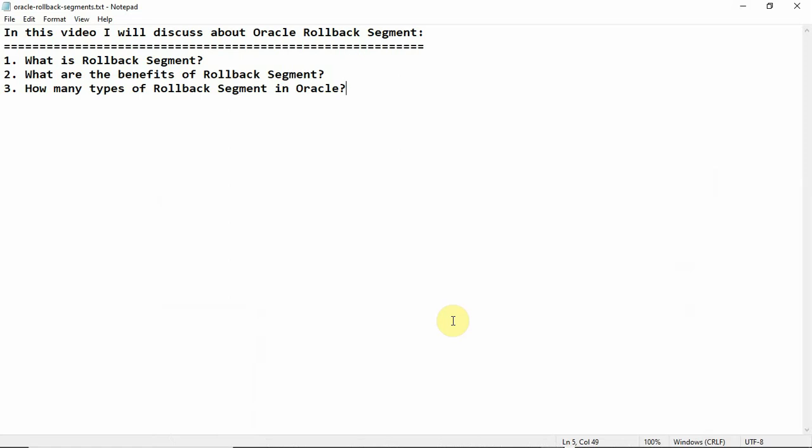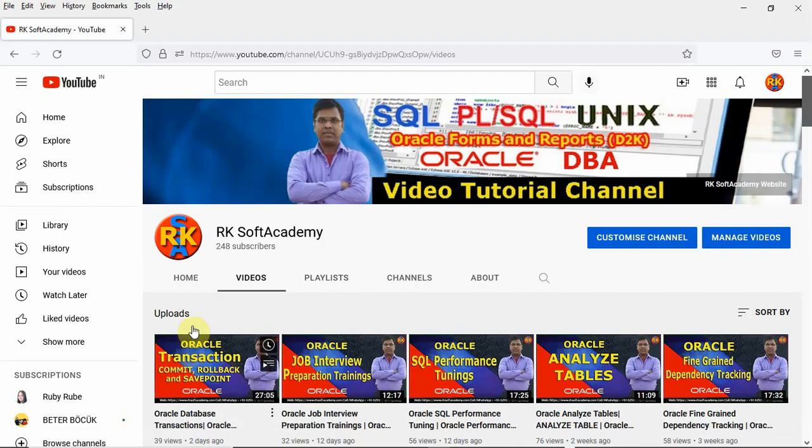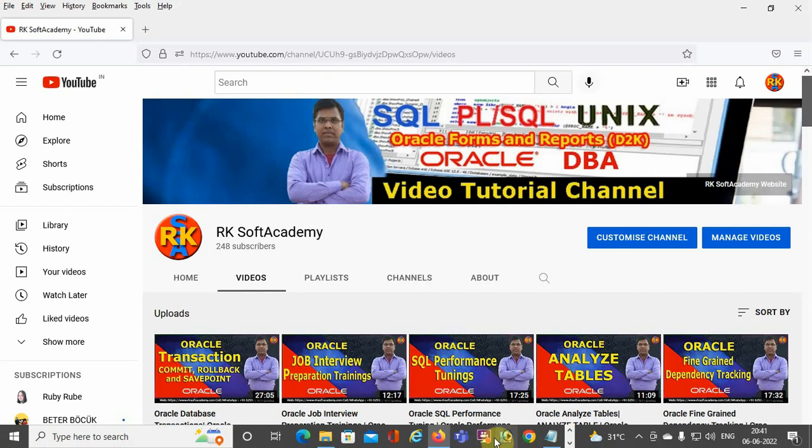A rollback segment, or undo segment, as it is also called, basically holds the uncommitted data of a particular transaction. I have already uploaded one video on Oracle transactions. The previous video was on Oracle transactions. I have described everything in detail: commit, rollback, and savepoint, how they work, and what their impact is on the database. So just watch that video.